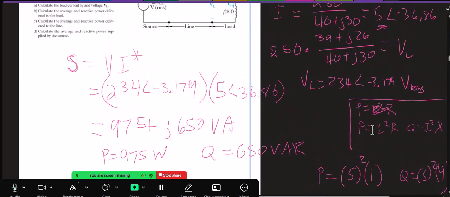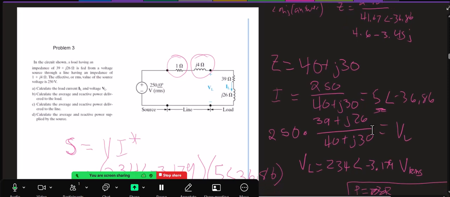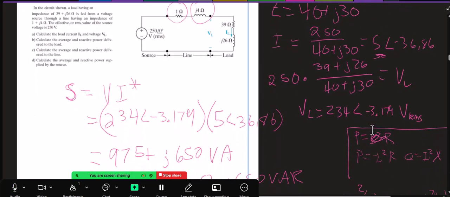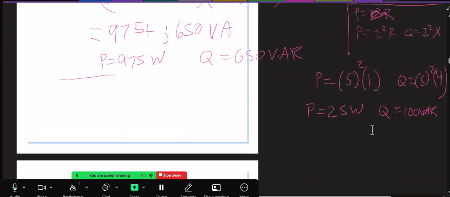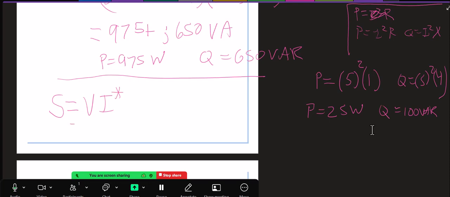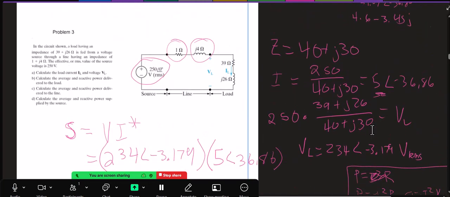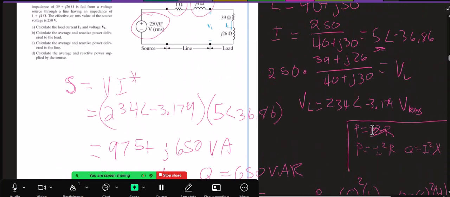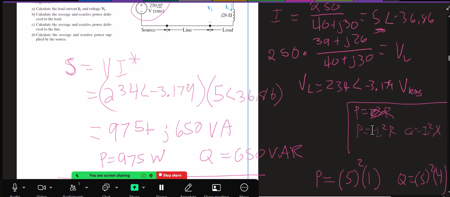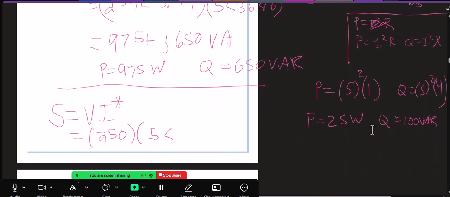And then it says the average and reactive power supplied by the source. So what I did for that one, I've got the voltage, I've got the current, so I did the same thing I did with the load. I said S equals V I conjugate, or S equals 250 times 5 angle positive 36.86.